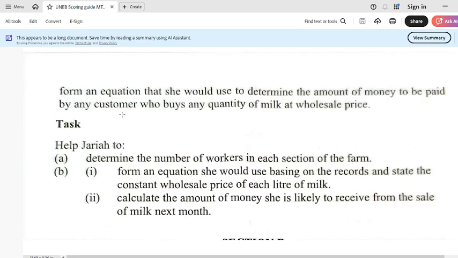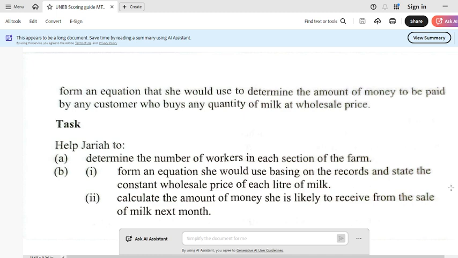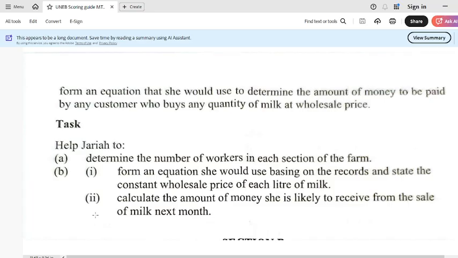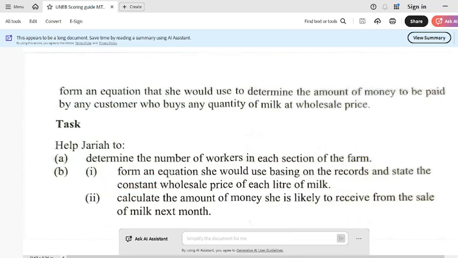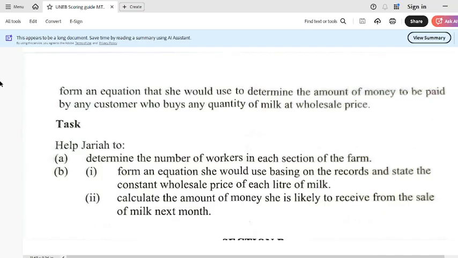When you read through the question, without making a lot of analysis, after reading through the question, check at the task. Remember, we also gave approaches for item number 1 in our first video. But for today, my advice is run to the task, check the task, determine the number of workers in each section of the farm. Form an equation that you should use based on the records and state the constant. Look at this word constant here. Constant wholesale price. Now, that word constant drives us exactly to the equation of a straight line.